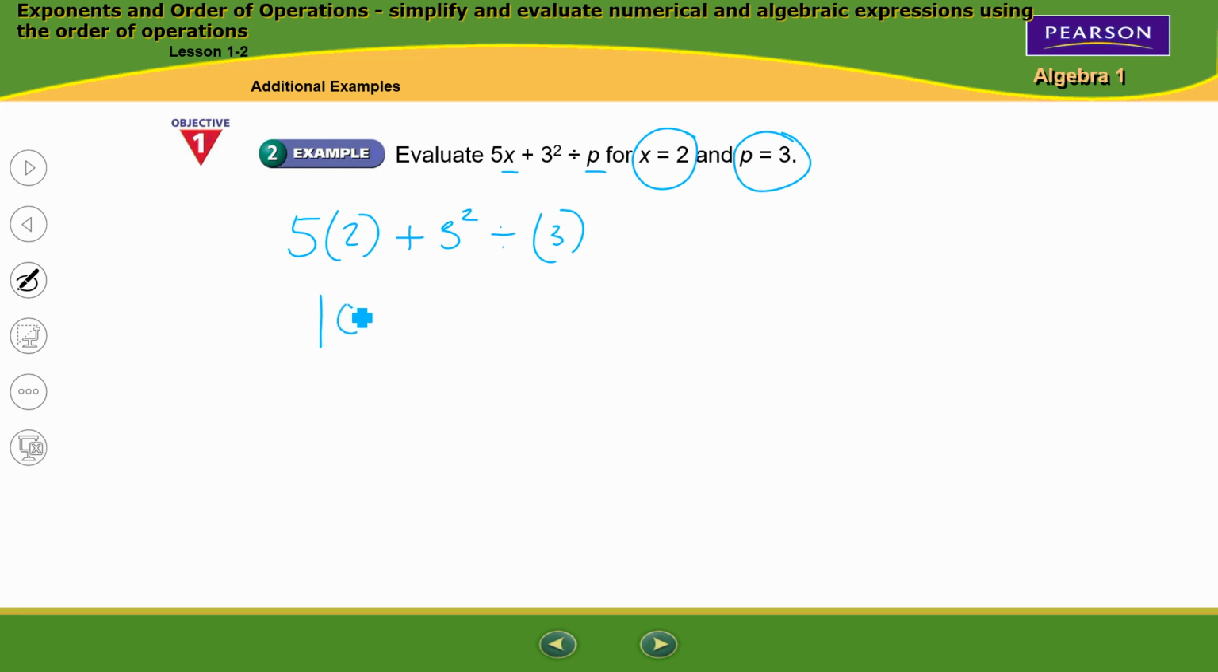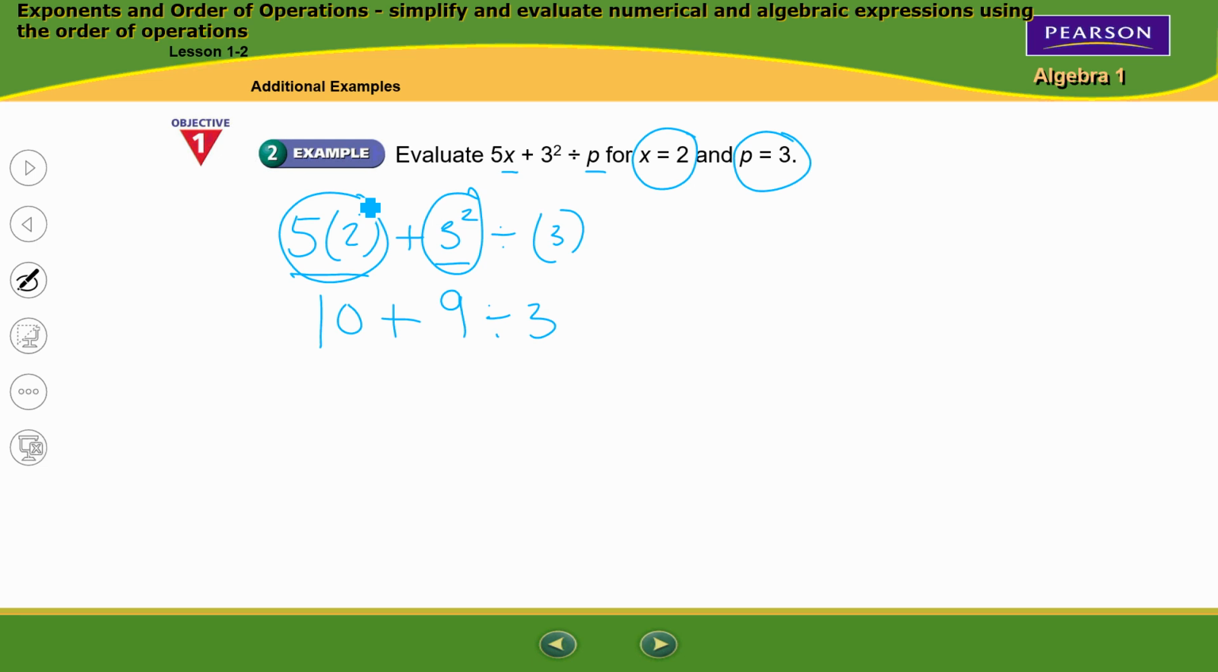So I've got 10, which is 5 times 2, plus 3 squared. 3 squared is 3 times 3, which is 9, divided by 3. You're going to notice there I did the multiplication here. I also did the exponent here. Neither of those steps affected the other one, so I kind of did them in the same sequence, but technically this is what should have been done first, and then this is what should have been done second.